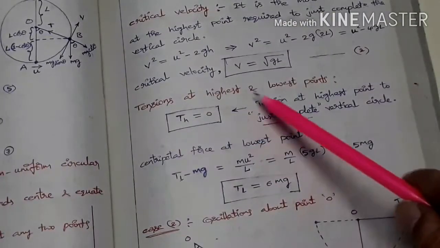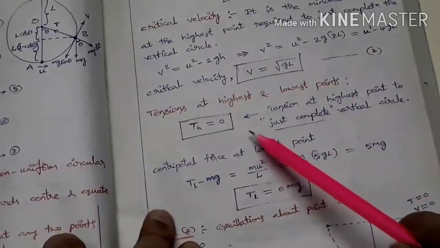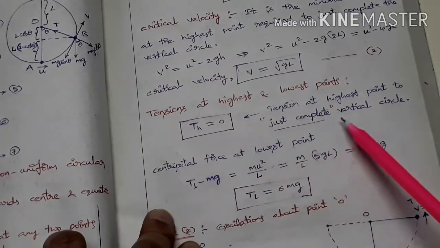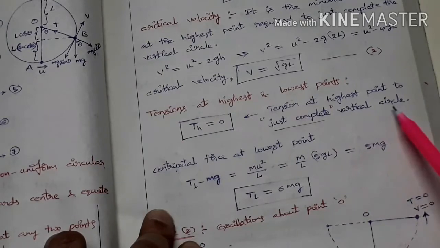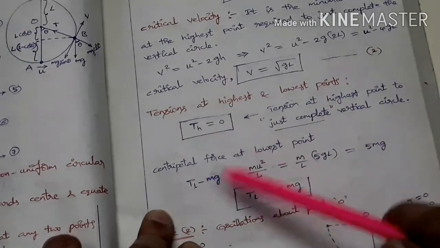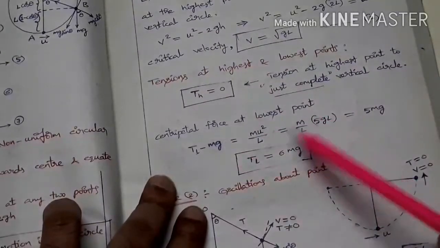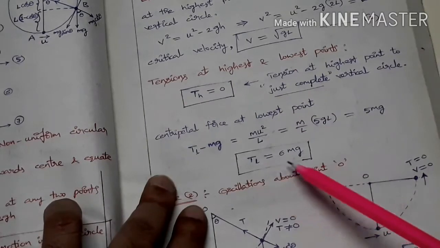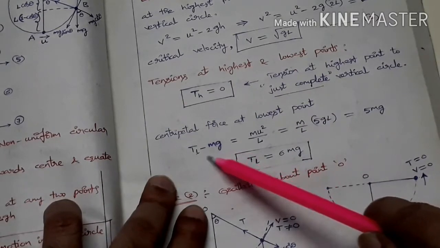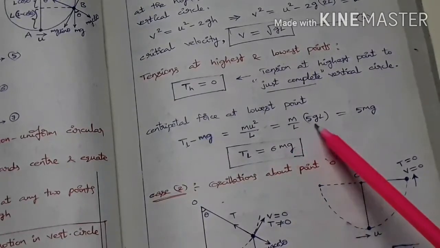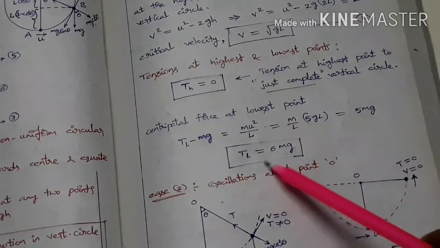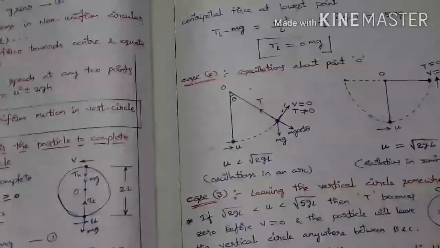Next one, tension at highest and lowest points. So what about tension at the highest point? Tension at the highest point to just complete the vertical circular motion is TH equal to 0. And let us find TL, the tension at the lowest point. So centripetal force: TL minus mg equal to mu square by L, that equals m by L times, and what is u square? 5gl, that equals 5 mg. Therefore TL equal to 6 mg. So the tension at the lowest point is 6 mg here.